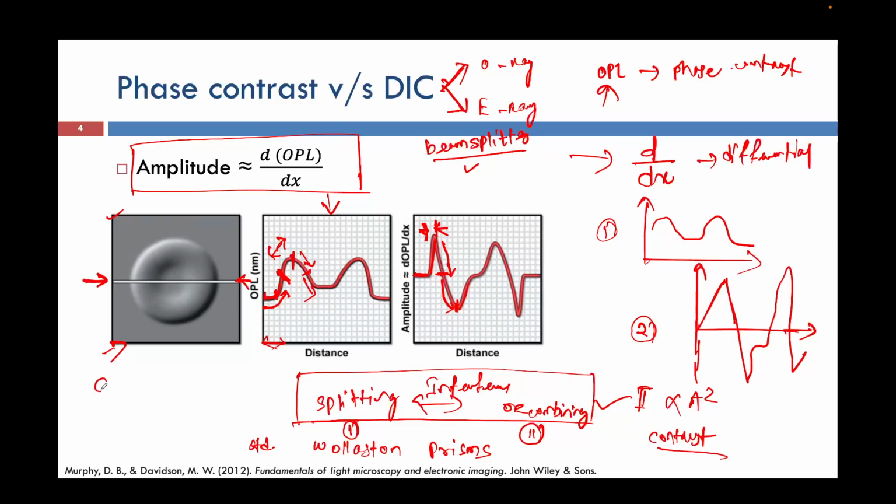This method was developed by a Polish scientist, Georges Nomarski. From his name we are using the modified Nomarski prism in our differential interference contrast microscopy, and later it has been modified also. And one famous microscopist, you must have heard the name Carl Zeiss, also exclusively used this differential interference contrast microscopy in his research.